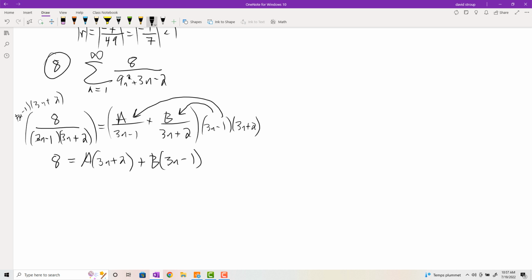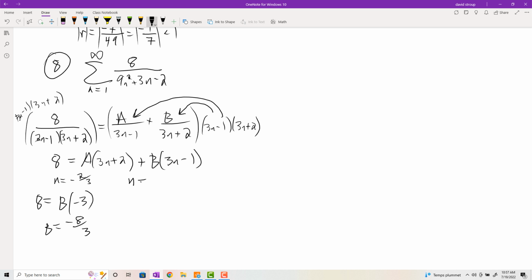Okay, then I'm going to do the substitution method. So let n equal negative 2/3. So I'll have 8 equals a times 0 plus b times 3 times negative 2/3, which is negative 2, minus 1 is negative 3. So b will be negative 8/3.